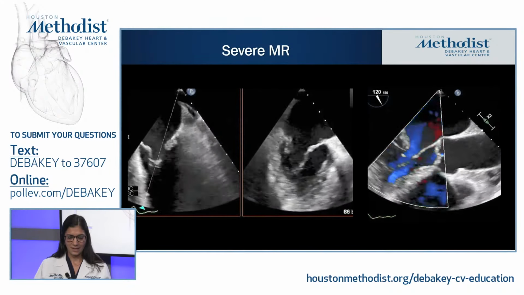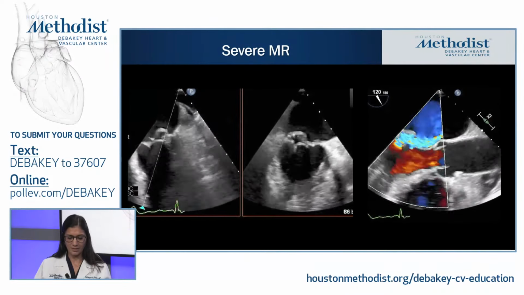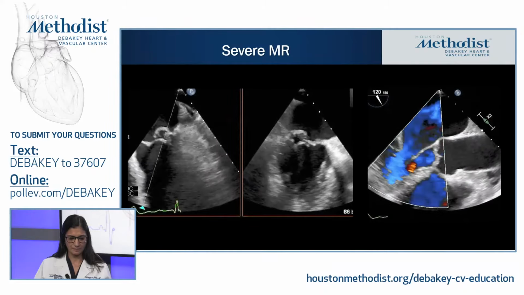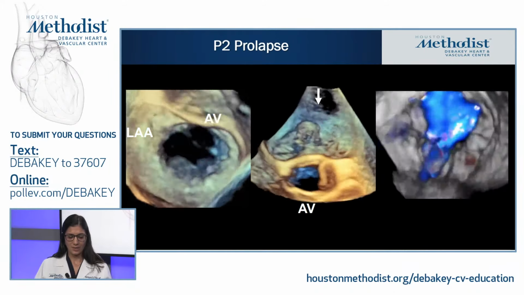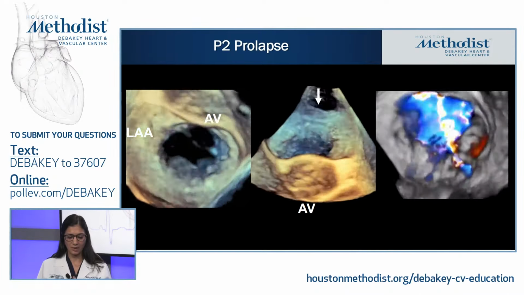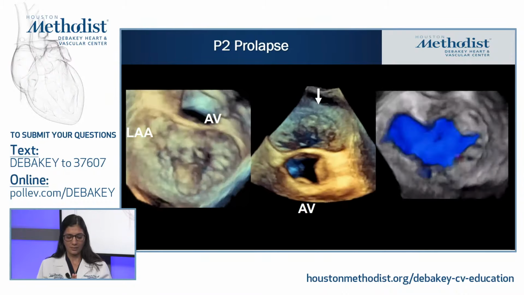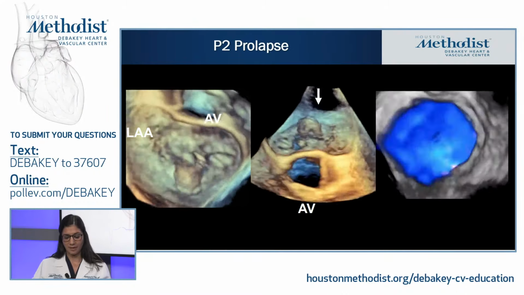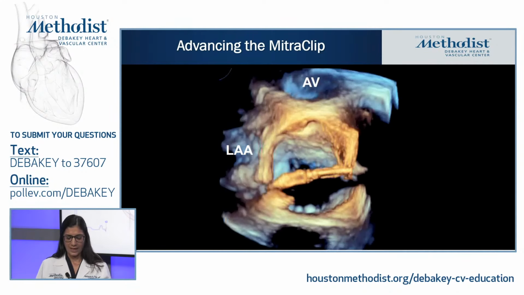So this is a case of primary mitral regurgitation resulting from posterior prolapse, resulting in severe mitral regurgitation. Again, 2D imaging shows the site of the pathology, and this is very important because you want to orient your device, your clip, right at the site of this pathology. After the transseptal puncture, we advance the catheters, and then we advance the clip, the device.